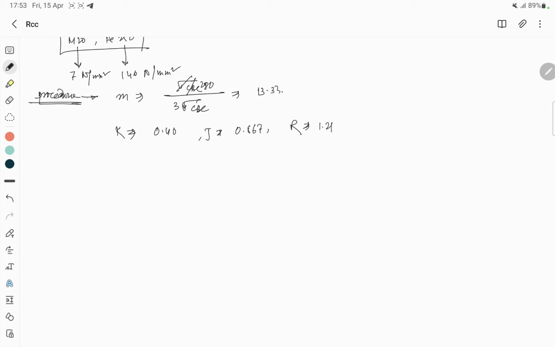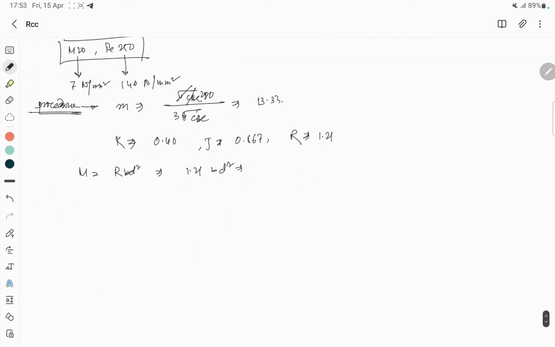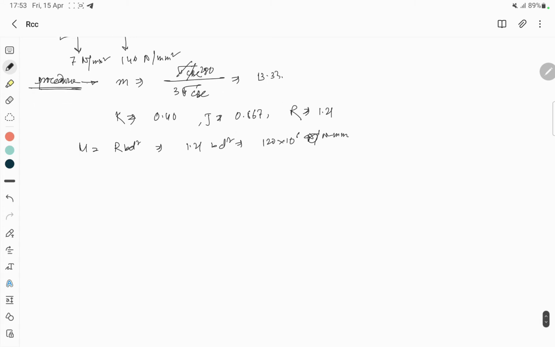1.21. We know that M equals R B D square. Then I can write here 1.21 B D square equals WL square by 8. So that value is 120 into 10 to the power 6 Newton mm. So D equals 120 into 10 to the power 6 divided by 1.21 into 350.